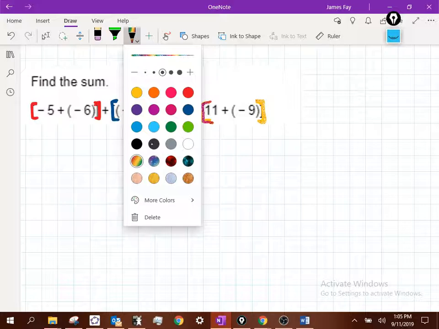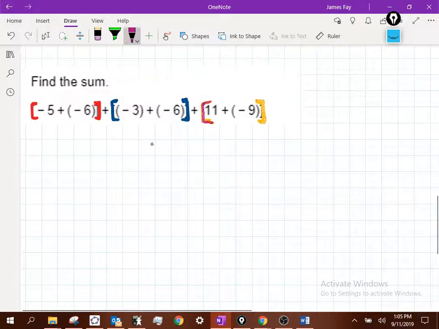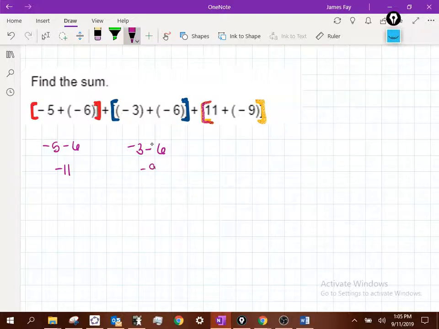So what we want to do is look at this first set of parentheses. So I got a -5 plus a minus, or -6. Doesn't that turn into -5 minus 6? So what's -5 minus 6? -11. -3. It's plus the opposite of 6, so adding the opposite is the same as subtraction, right? So -3 minus 6 gives me -9. And again here, 11 plus the opposite of 9 is 11 minus 9. And that gives me 2.